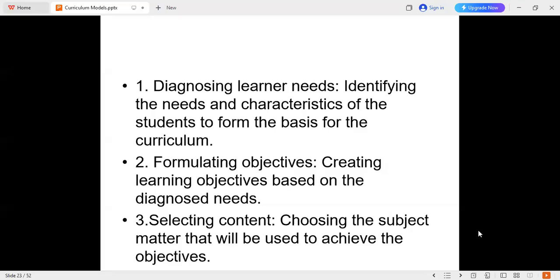Same subject, I also studied. My son also studied. I don't know, my grandson also sometimes may study the same subject. Subject content: history, literature, some subject area, the selecting content.